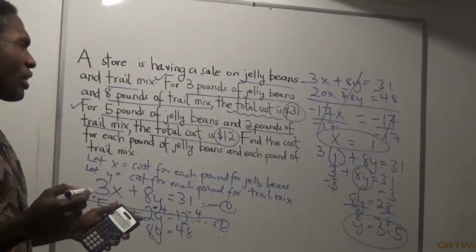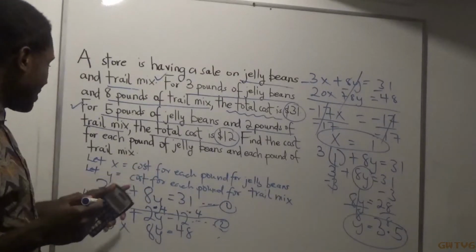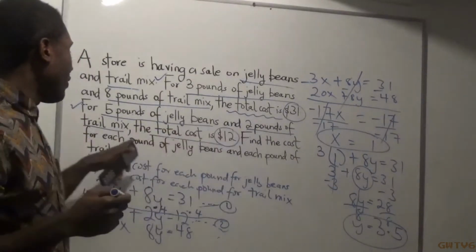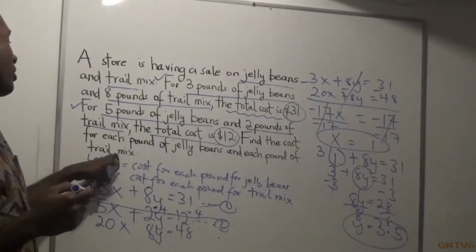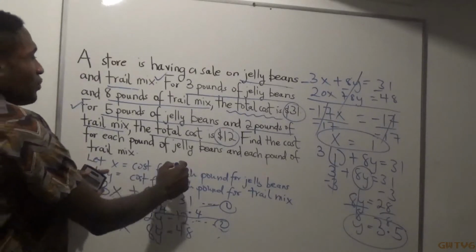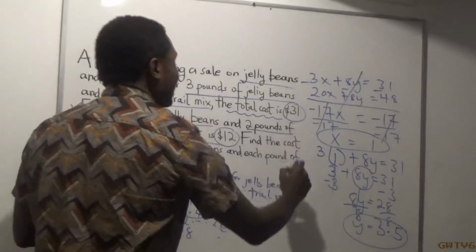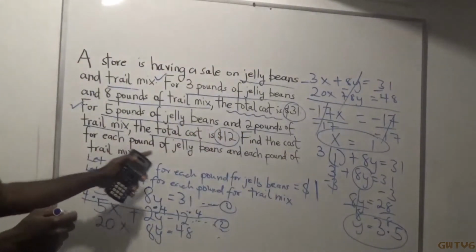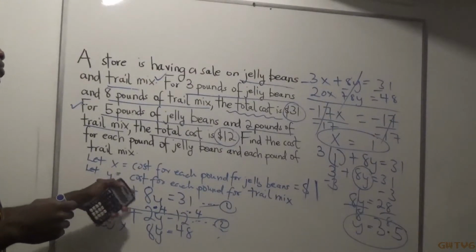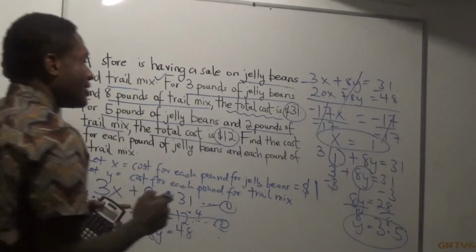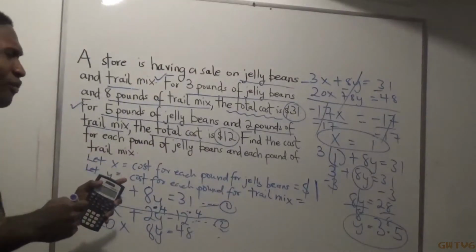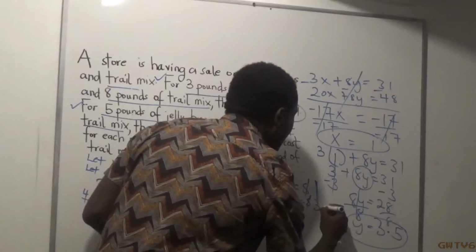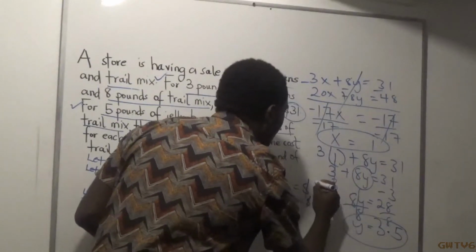But what is x and what is y? Well, x is the cost for each pound for jelly beans, right? Find the cost for each pound of jelly beans and each pound of trail mix. So our x, we just got that to be what? $1. So for each pound of jelly beans is $1. And the cost for each pound for trail mix is our y. And what did we get for y? I know I got 3.5. So I got $3.50 for the trail mix.